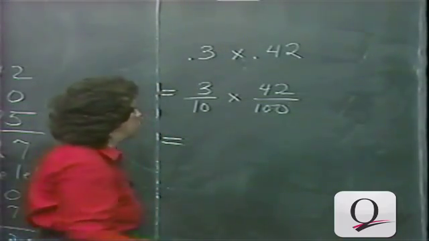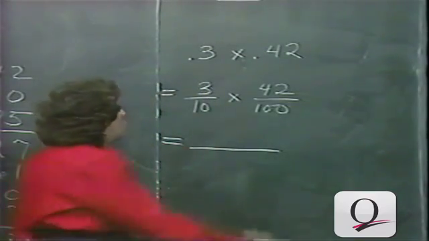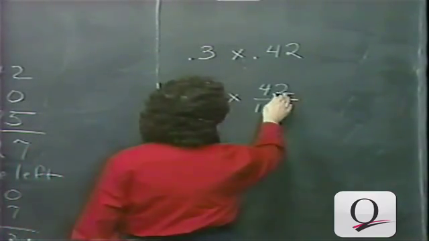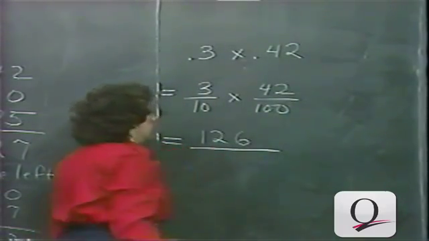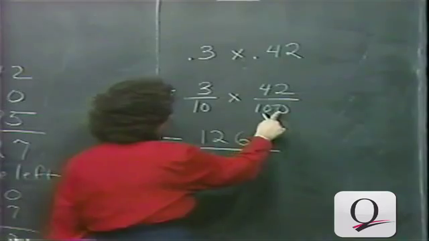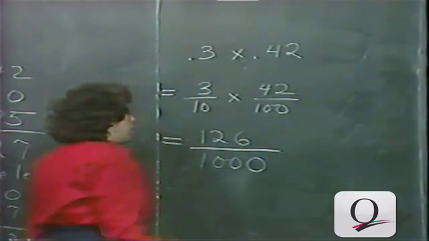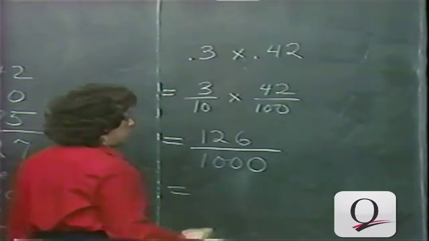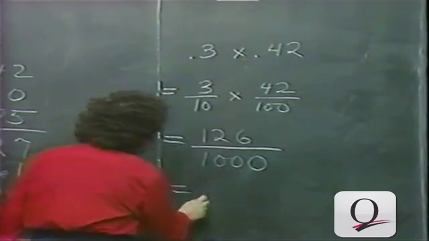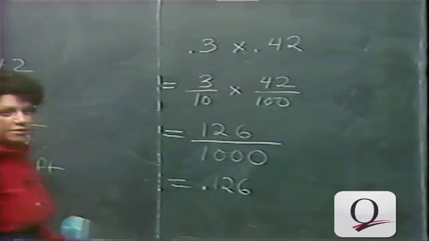In fact, what you do is you multiply the numerators and divide by the product of the denominators. Well, 3 times 42 will give us 126. 10 times 100 will give us 1,000. So we have 126 over 1,000, and that is a decimal fraction which can be written in decimal form as 0.126, 126 thousandths.